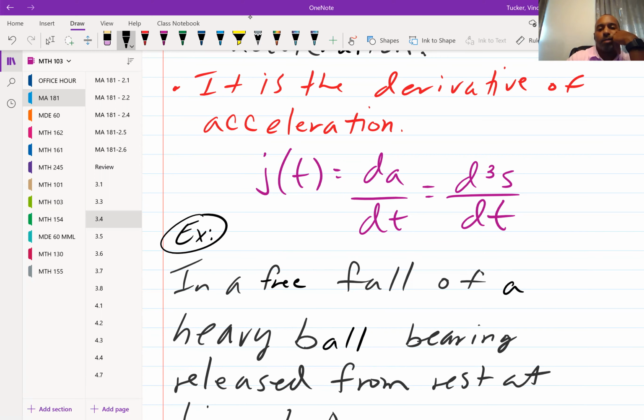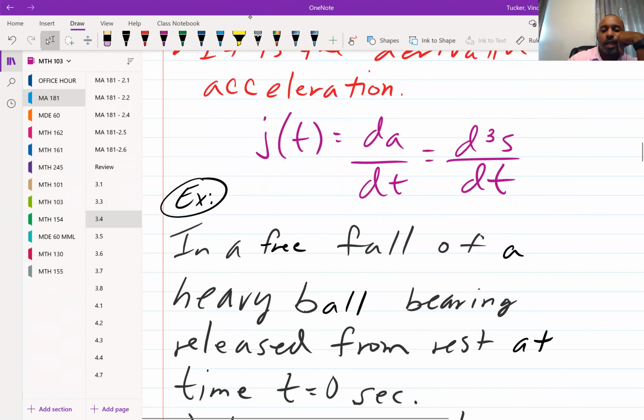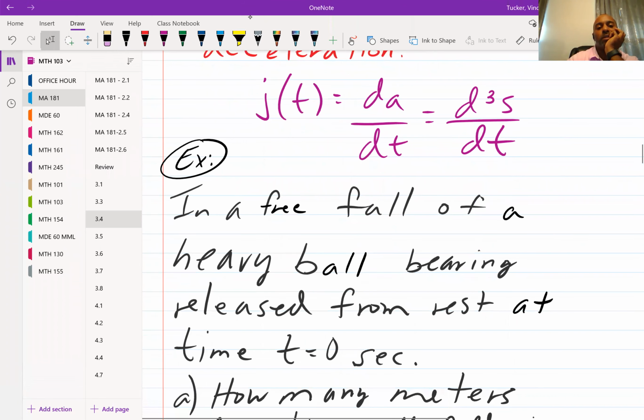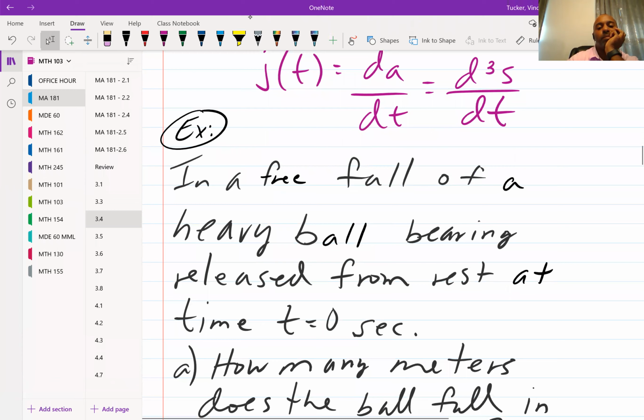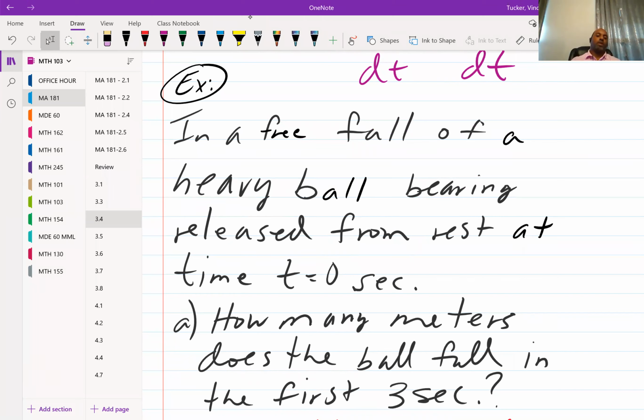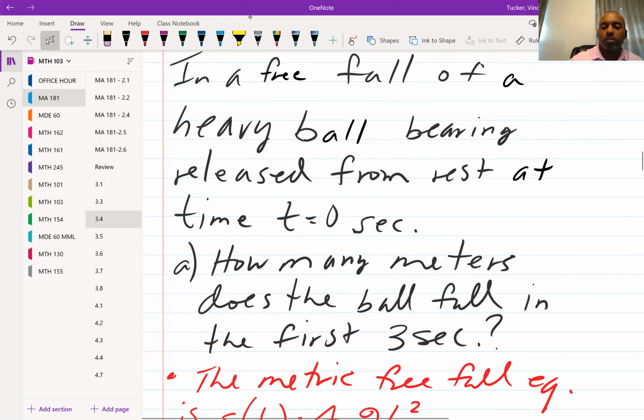All right, so let's look at an example and try to use some of these things that have just been presented to us. In a free fall of a heavy ball bearing released from rest at time t equal to 0 seconds, how many meters does the ball fall in the first 3 seconds? Give you a chance to write that down before I scroll up.